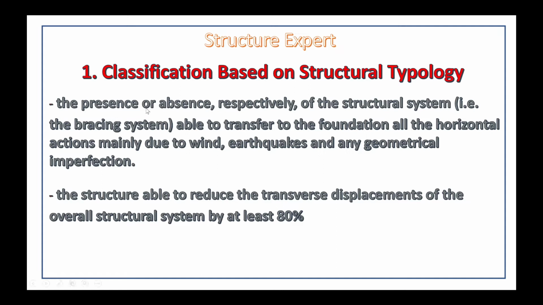The presence or absence of the structural bracing system. We focus on the structural bracing system. We are able to transfer all horizontal load to the foundation. These loads are wind load, earthquake, or geometrical imperfection. The structure is able to reduce the transverse displacement of the overall structural system by at least 80%. It means the structural bracing system, core wall or shear wall can resist at least 80% of the horizontal force.